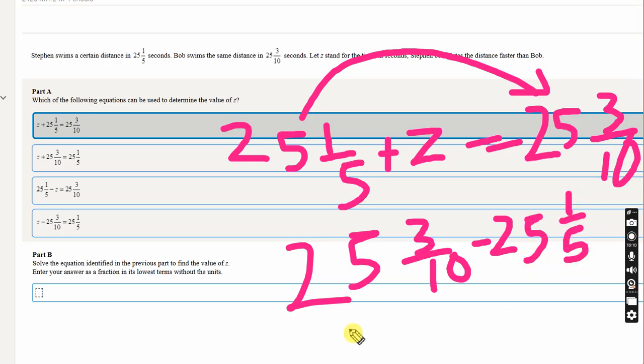So what do you get here? You get 3 minus 1 is 2. Sorry, before we do that, we need to make the denominators the same. So we multiply here by 2, multiply here by 2. What do you get? 25 minus 25 is 0, just keep it 0. 3 minus 2, it will be 1. And 5 times 2 is 10, so the denominator stays the same, so 10. So the answer is going to be 1 over 10.